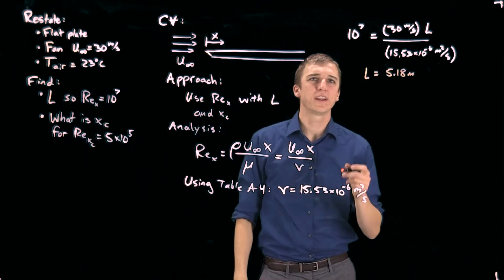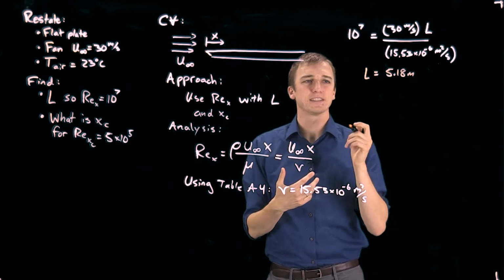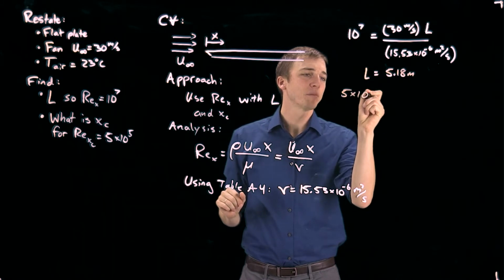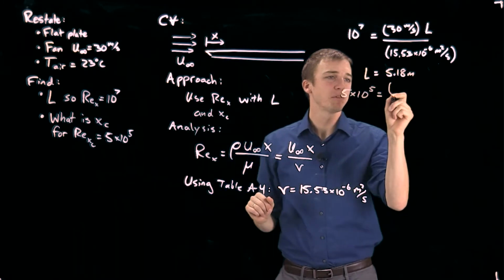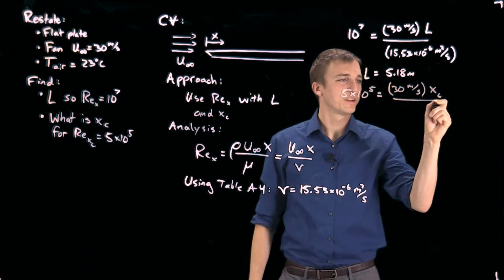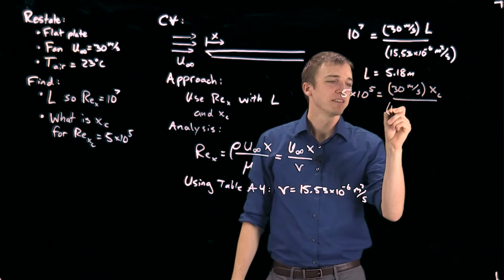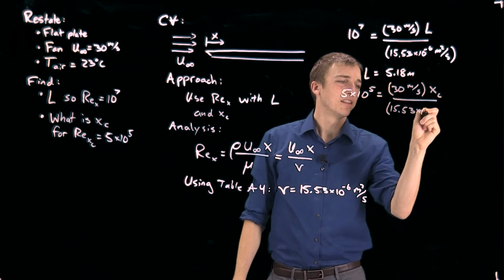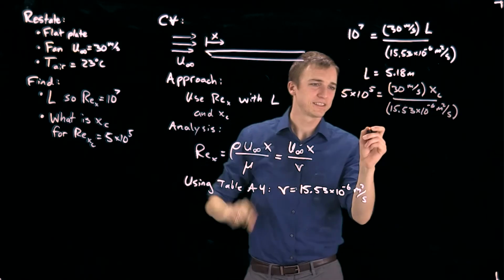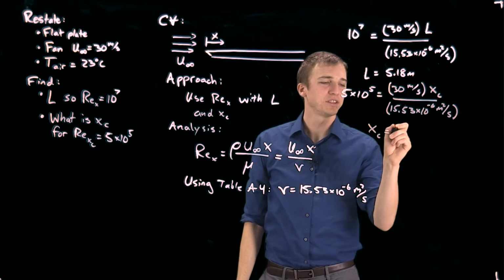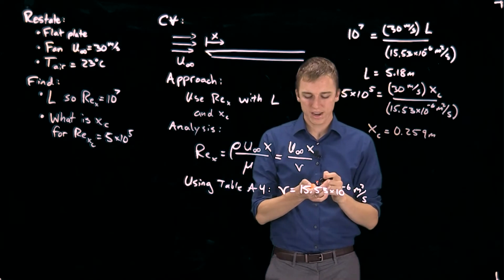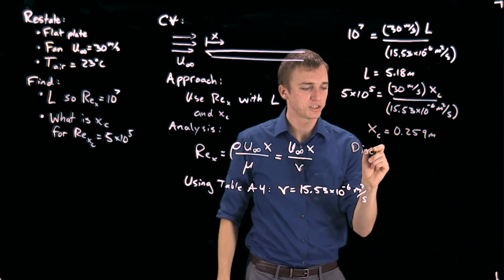Next, we're asked to find the transition point, which we usually call xc, and that is associated with a Reynolds number of 5 times 10 to the 5th. So we plug that in for the Reynolds number, set it equal again to the maximum speed of our fan, times xc, the point where we'll start transitioning to turbulence. And again, on the bottom, we have the kinematic viscosity. Just like before, we now solve for xc, and we have 0.259 meters.